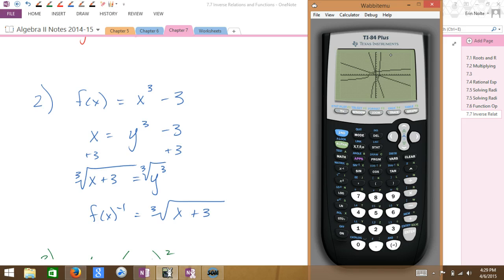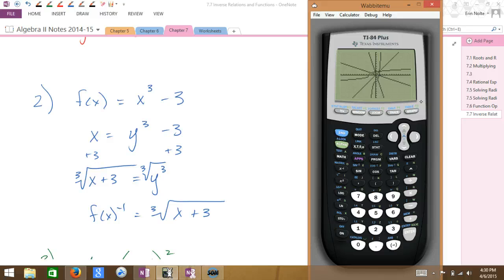Which makes perfect sense because what was the very first thing we did on these? We switched the x and the y. So if I graph y equals x into this, you can hopefully see a little bit better this line of reflection. Okay, so that's the line that they're being reflected over.